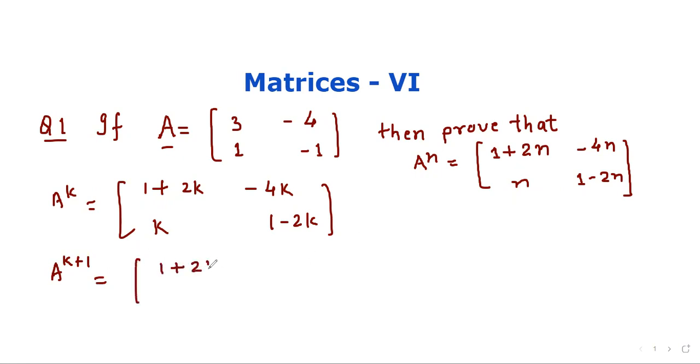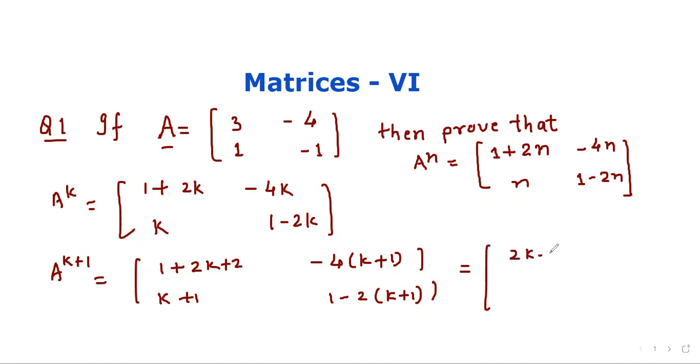1 plus 2 times k plus 1, that is 1 plus 2k plus 2, minus 4 times k plus 1, and this is k plus 1, and 1 minus twice of k plus 1. So if we simplify, we will get 2k plus 3 from here, minus 4k minus 4 from here, it will be k plus 1, and this will become 1 minus 2k minus 2, that is minus 2k minus 1.